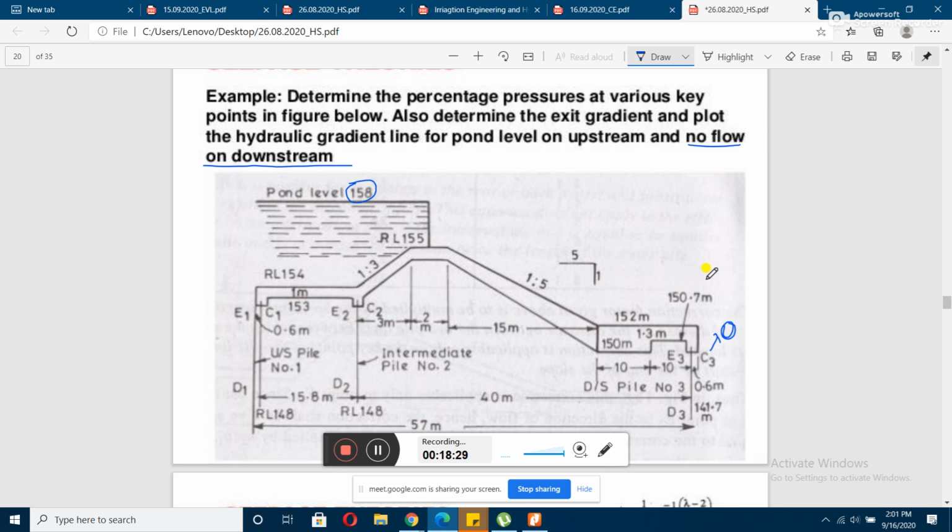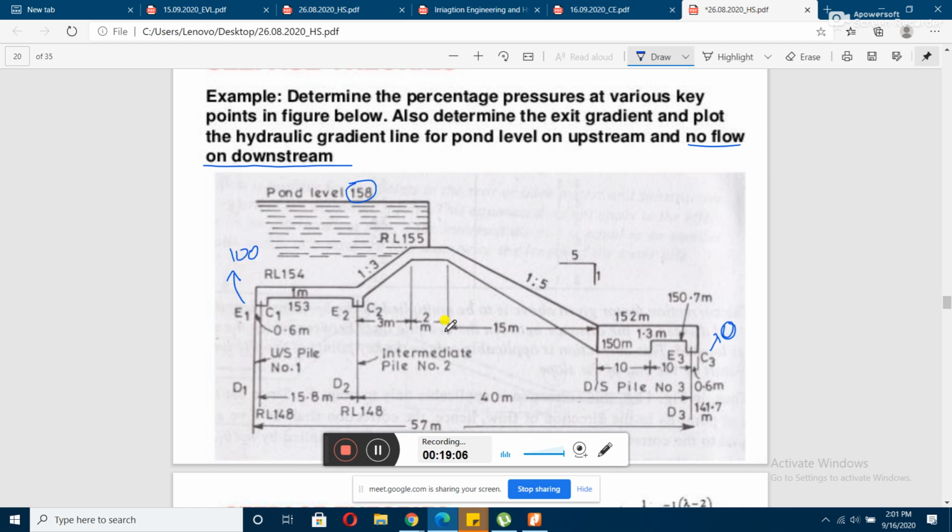Otherwise, if it was mentioned that there is a pressure of 10% on the upstream side, due to which there is a mild flow on the downstream side, then you would have considered the C3 value as 10. But if it is mentioned that there is no flow on downstream, then you can easily understand that the C3 value is 0 and the E1 value is 100.